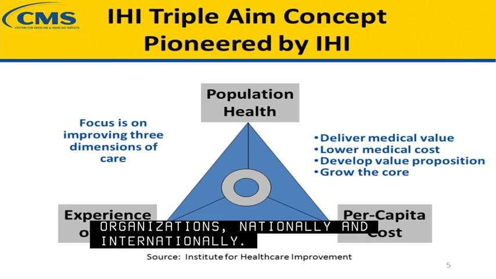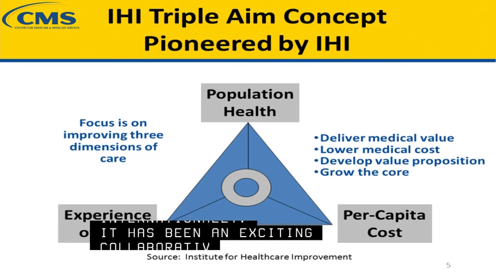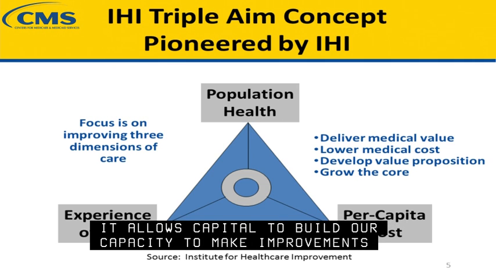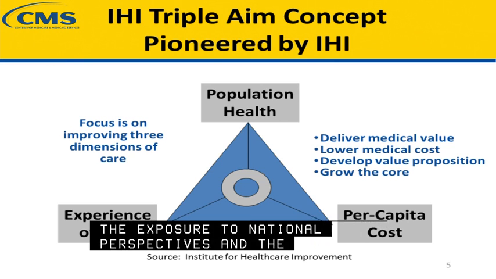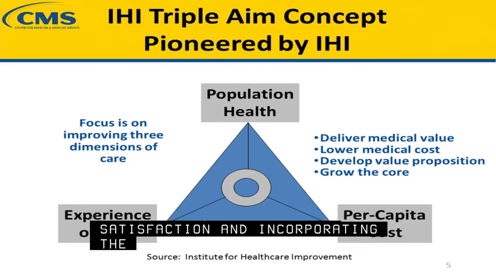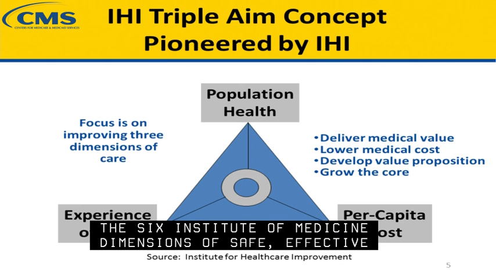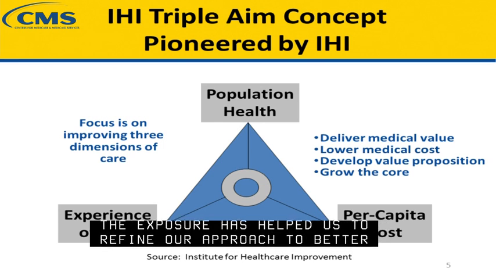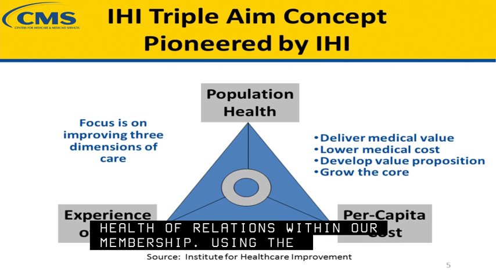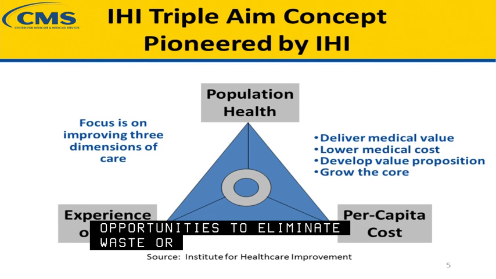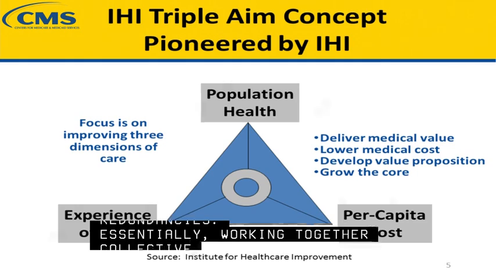It's been an exciting collaborative. This enables a shared vision and enhances a shared understanding, and it allows Capital to build our capacity to make improvements. The exposure to national perspectives and the experienced IHI faculty has allowed Capital to expand focused work on improved member experience, really going beyond satisfaction and incorporating the 6 Institute of Medicine dimensions of safe, effective, patient-centered, timely, efficient, and equitable care. The exposure has also helped us to refine our approach to better health of populations within our membership, using the assets that we have to address the needs while identifying opportunities to eliminate waste or unnecessary redundancies. Essentially, we're working together collectively to proactively influence and improve the health of our members while pursuing the best value for what is spent.